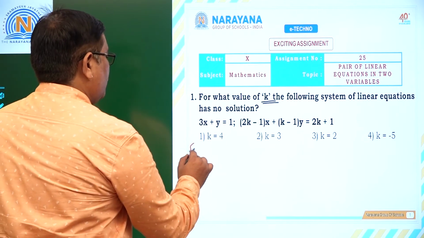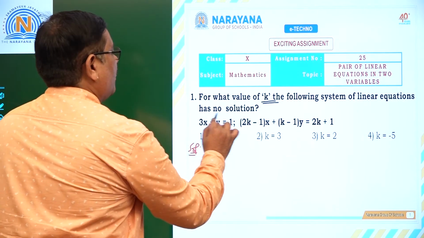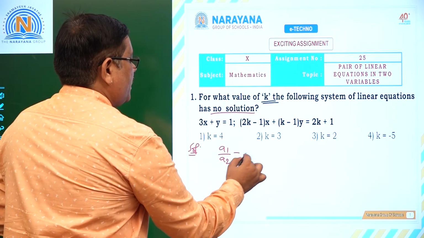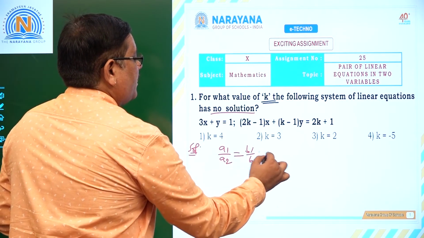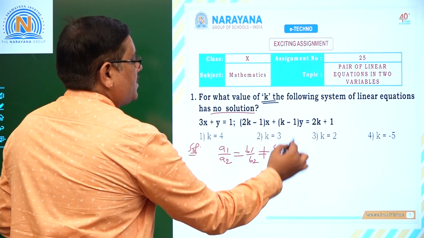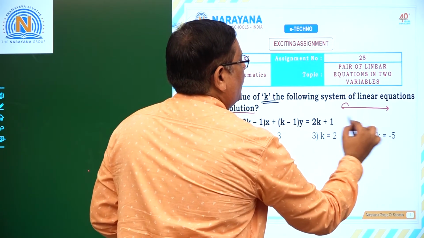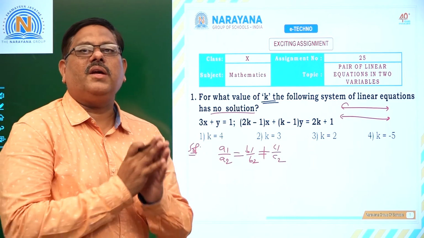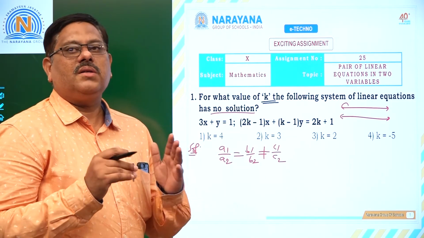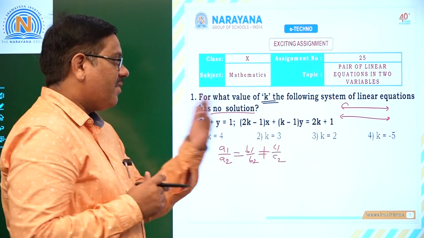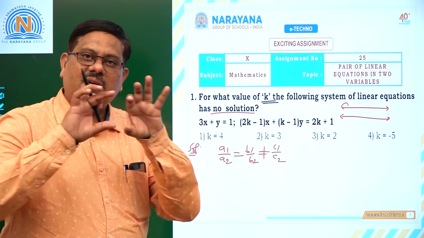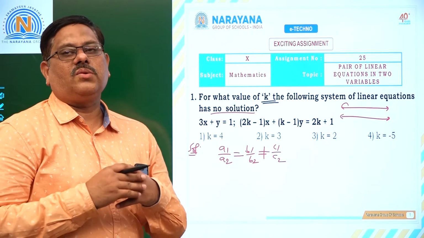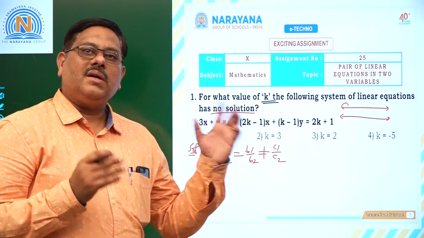Whenever you have two equations and they say that they have no solution, the condition is a1 by a2 is equal to b1 by b2, which is not equal to c1 by c2. It means the two lines are parallel. If they are parallel, they never meet. If they never meet, they don't have a solution. Graphically, you can say that the lines are parallel lines. In that case, they don't meet anywhere, so there is no solution at all for the given lines.